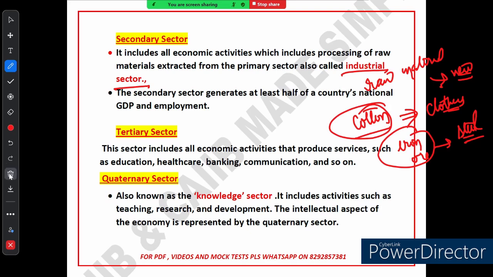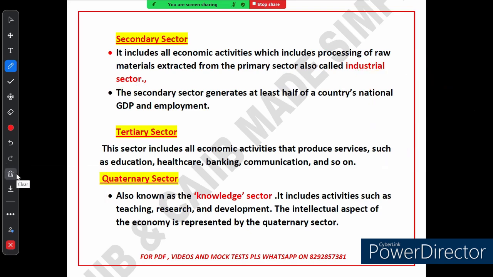The second thing we will see is why it is crucial. It is crucial because it not only adds value to the raw material, but also creates jobs and drives economic growth. In fact, this sector usually generates at least half of the country's national GDP. Try to understand, half of the country's national GDP is attributed to the secondary sector.